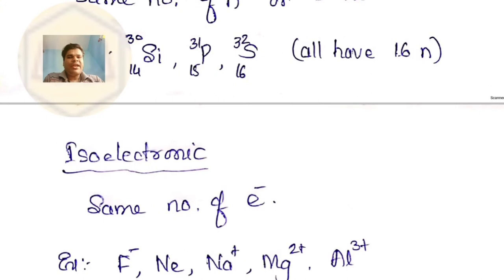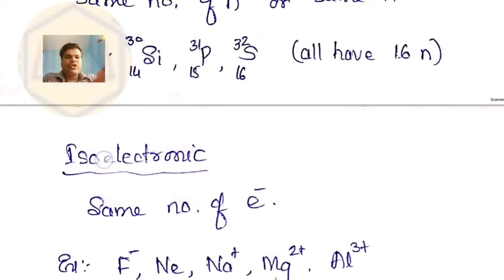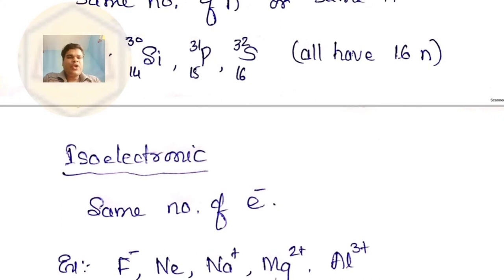Finally, a very important one. You must have learnt the other three in physics also, but from the chemistry point of view, the other thing, which is not directly related to the nucleus but to the atom, is isoelectronic. What is meant by isoelectronic? As the name suggests, two species should have the same number of electrons.